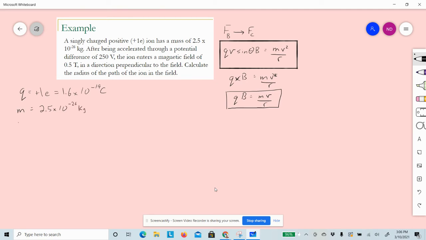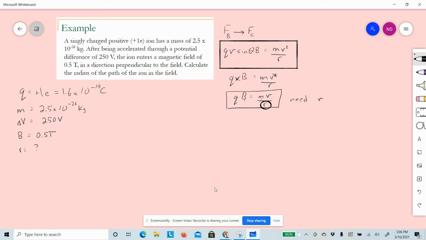And here they're telling us the potential difference. This thing gets a potential difference of 250 volts. Enters a magnetic field of a half a Tesla. Calculate the radius. All right, so we're given Q, we're given B, we're given M. We want to solve this thing for R. We need V. We need the velocity.